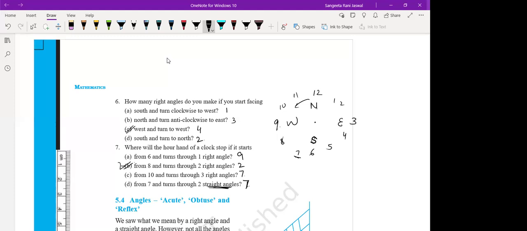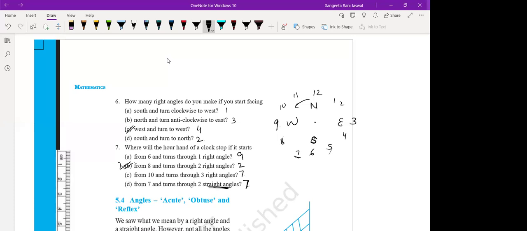This is the north and you turn anti-clockwise like this to east. Neha: 3 right angles. Now Trilokya. West and you turn to west. 4 right angles. That means you take a complete circle and then only you come back at the same position, no? Okay. Next, Adya. South, and you turn to north. You are facing south and you turn towards north. How many right angles have you covered?